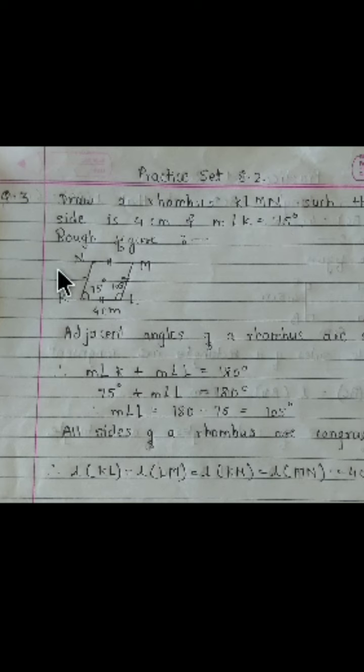This is the rough figure of the rhombus KLMN. The angle K measures 75 degrees, that is given here. The length of KL is 4 cm. We know that all the sides of a rhombus are congruent. Therefore, the length of KL equals the length of LM equals the length of MN equals the length of NK equals 4 cm.